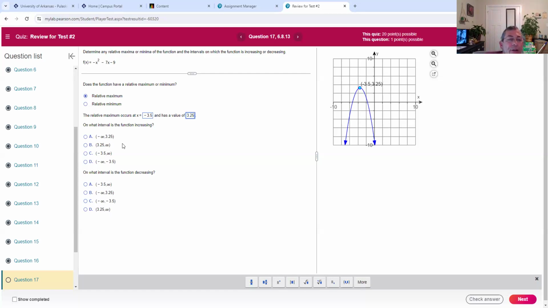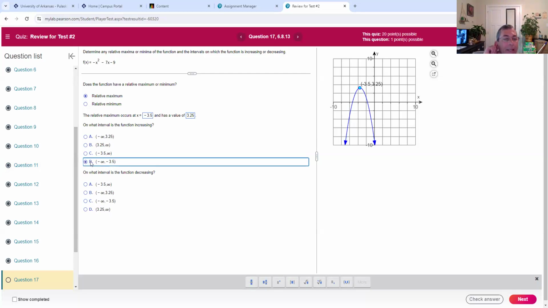So here's a question. On what interval is it increasing? A, B, C, or D? So increasing is actually the left side of that parabola going uphill, left to right. So y'all, A, B, C, or D? Now remember, increasing and decreasing deal with the x values only. So that 3.25, don't use it at all. You got to stay with that negative 3.5. So let's see, y'all got D. So good job. It's coming in from negative infinity until it hits negative 3.5.